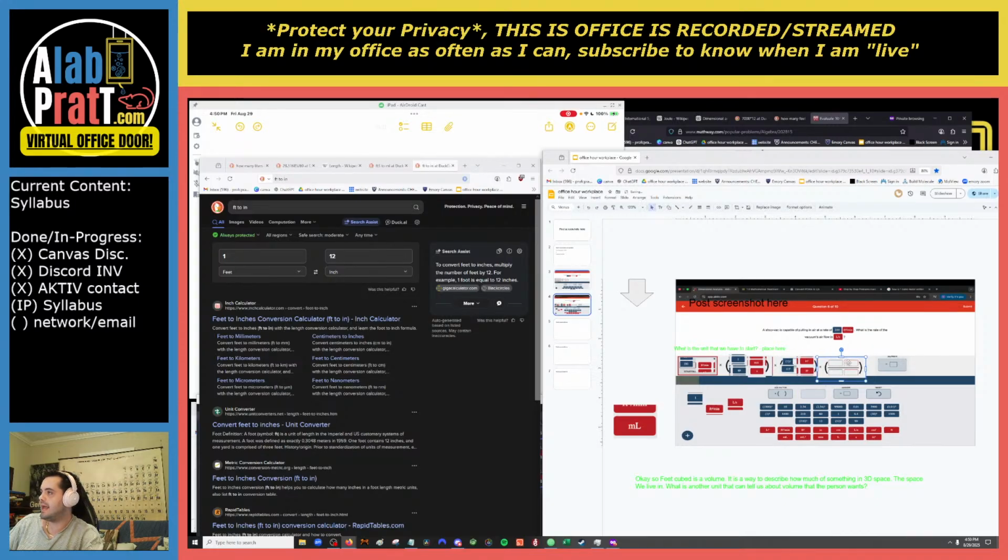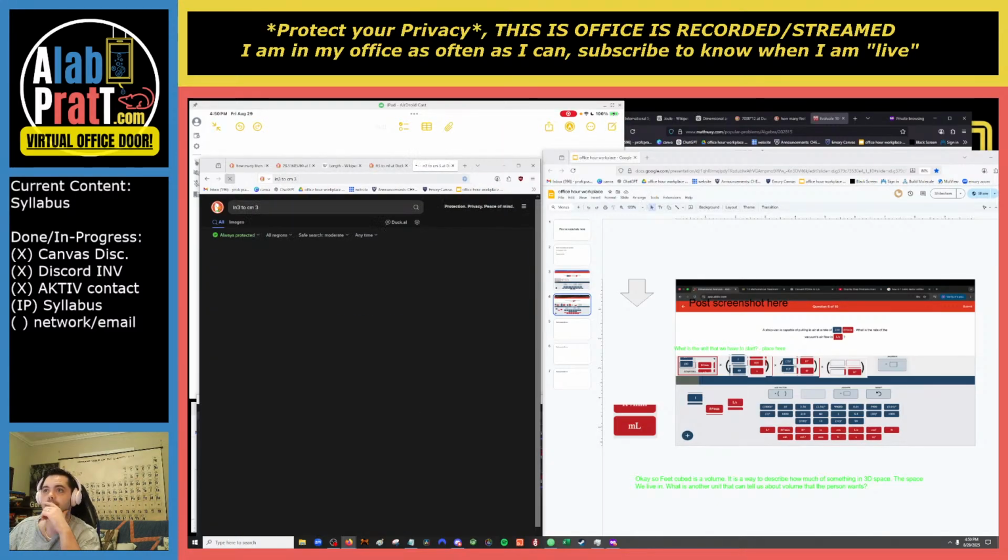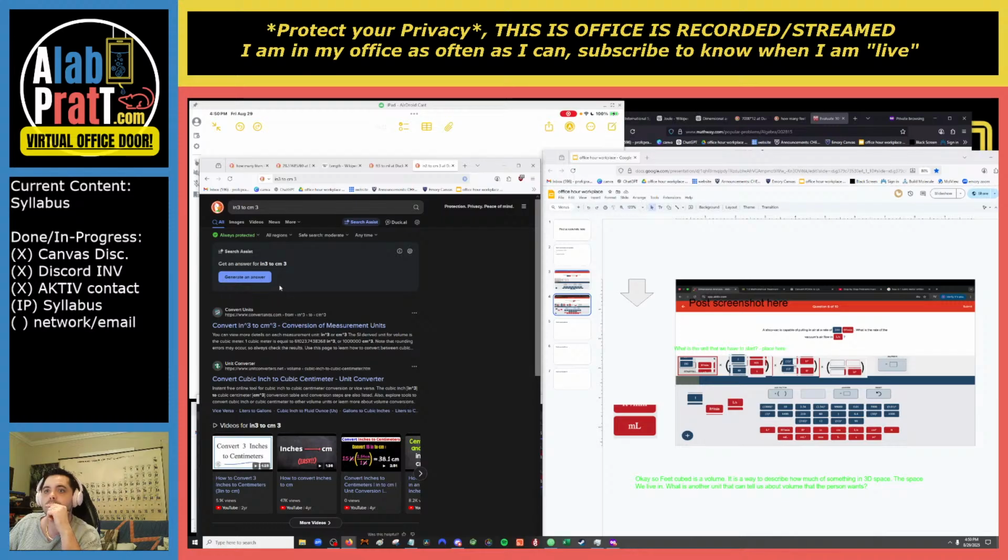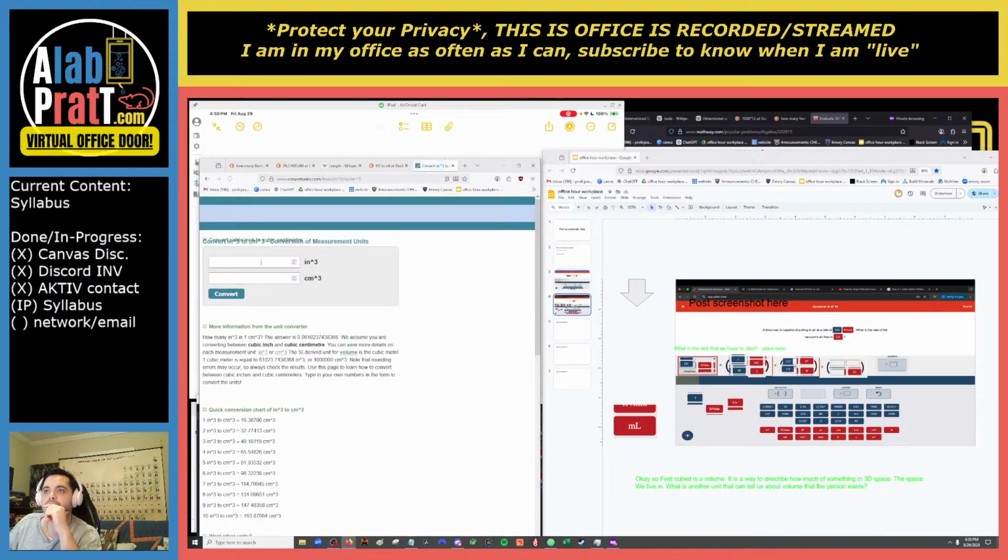And now I can say, well, now I've got inches cubed. Let's see if there is any way to convert inches cubed to something else. So let's say inches cubed to centimeters cubed. If I have 1 inch, I have 16. Is that a number that could be in here, maybe? No, but what about this number?